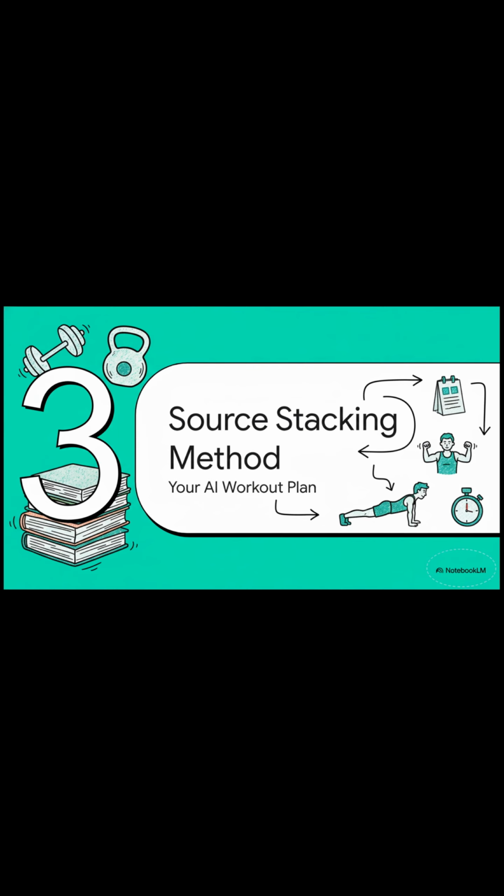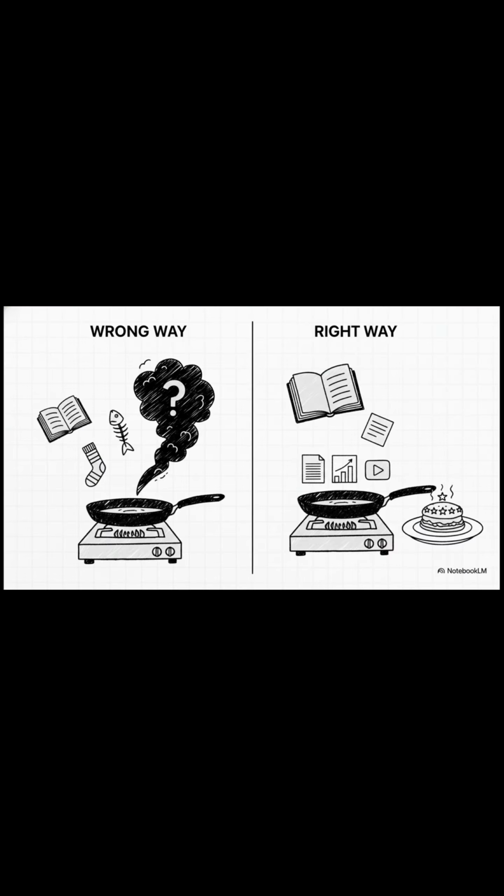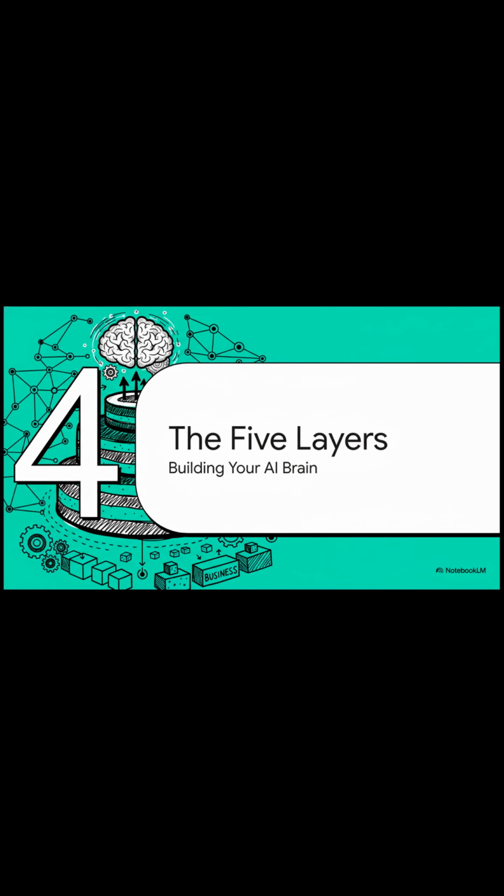And for NotebookLM, that plan has a name. It's called the source stocking method. See, the real magic isn't actually in the tool itself. It's all about how you feed it information. Just dumping a bunch of random files in there is like throwing random ingredients in a pan and expecting a 5-star meal. It's just not going to work. You need a recipe. You need a structured approach. And that recipe, well, it's a 5-layer stack. So let's break down how these layers build a truly intelligent AI brain that is specific to your business.